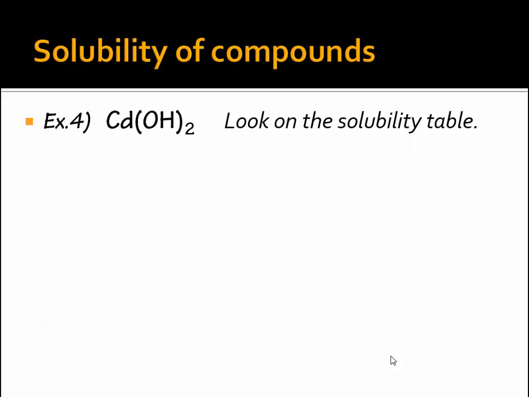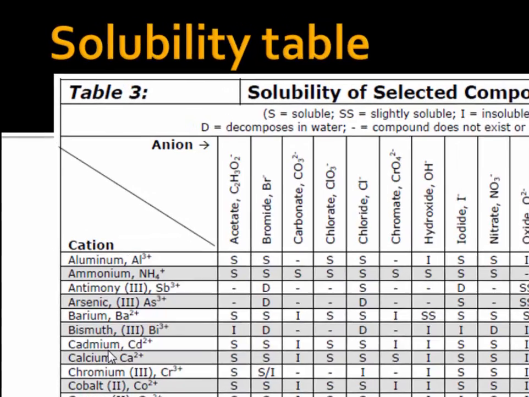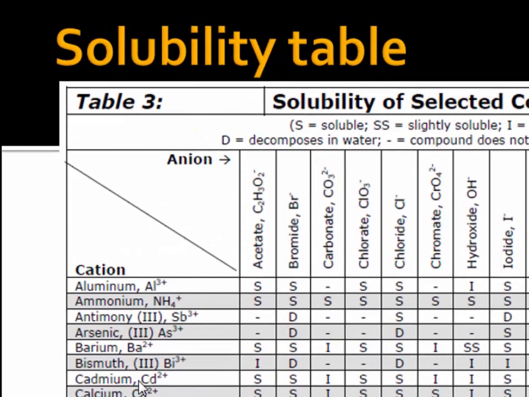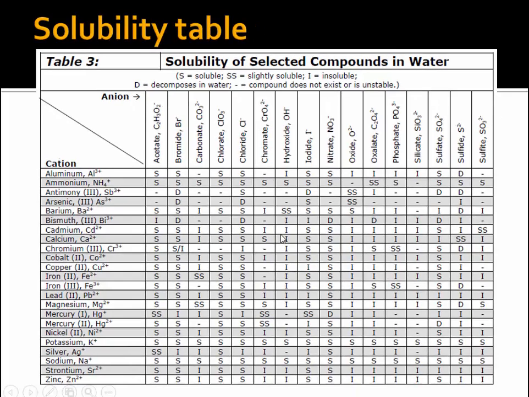Finally, one example of one that's not soluble. So here we have cadmium hydroxide. And again, if we look at the solubility chart for cadmium hydroxide, we'll find cadmium, about the sixth one or seventh one down here. We come across to hydroxide and you'll find there's a big I right there, right in the middle of your chart. And so that's our first example of one that's not soluble.